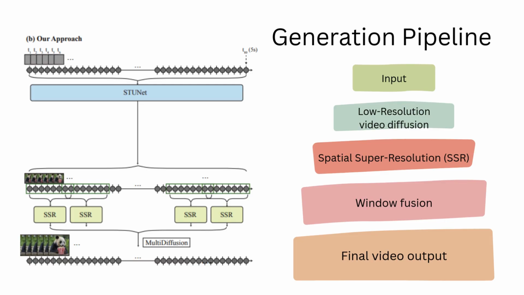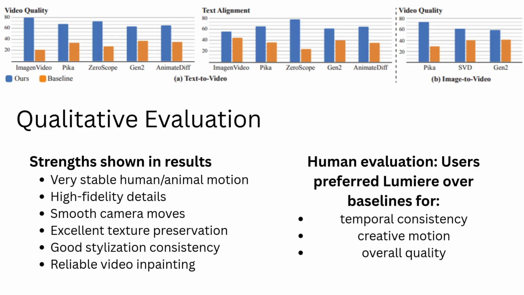And then next, we will talk about qualitative evaluation. In qualitative comparisons with existing models, Lumiere clearly excels in temporal stability. Previous models often produce flicker, shape distortions, or textures that drift between frames. Lumiere maintains stable textures, consistent character identity, and smooth camera motions.